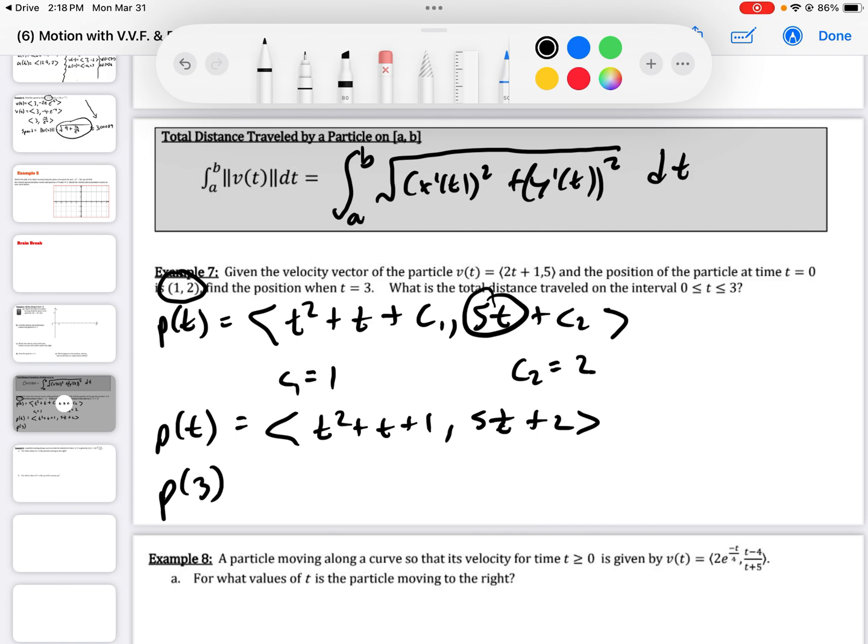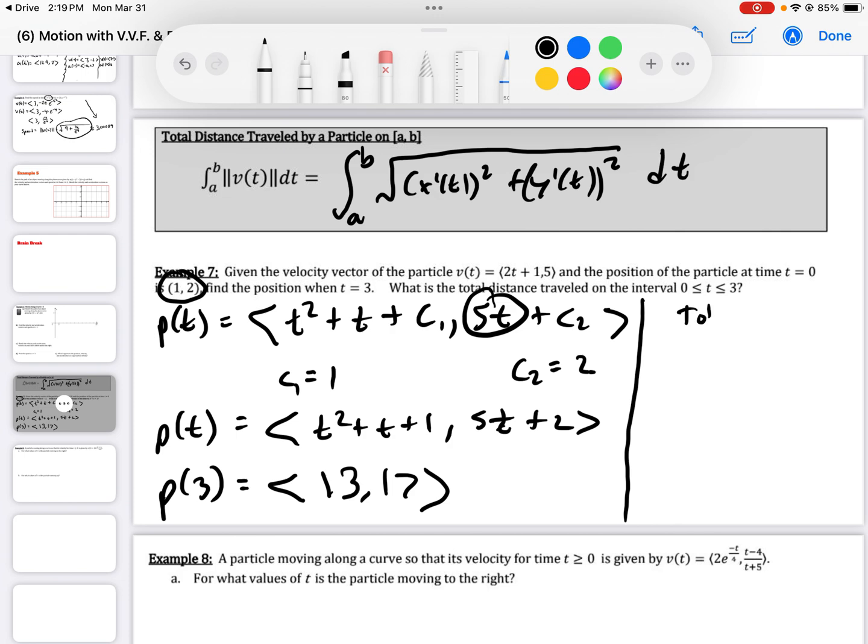Now, when it says time t equals 3, what would the position be? When time is 0, the position is (1, 2). If I plug in 3, 3 squared is 9 plus 3 is 12, plus 1 would be 13. Then plugging in 3 for the y component gives 17. So that means the position vector is at (13, 17). The x component is 13, the y component is 17.